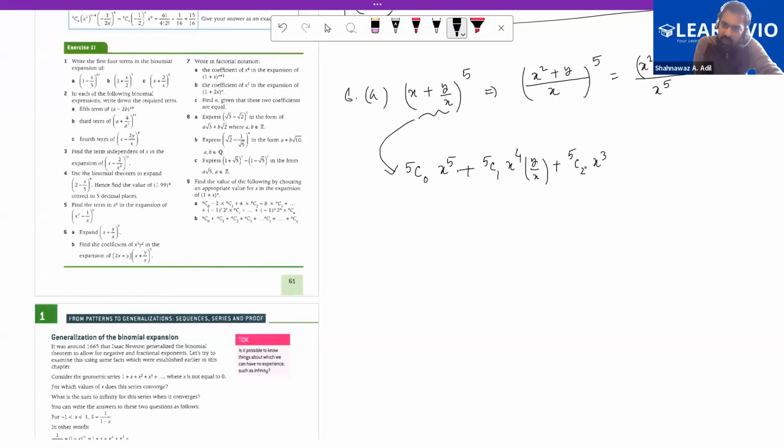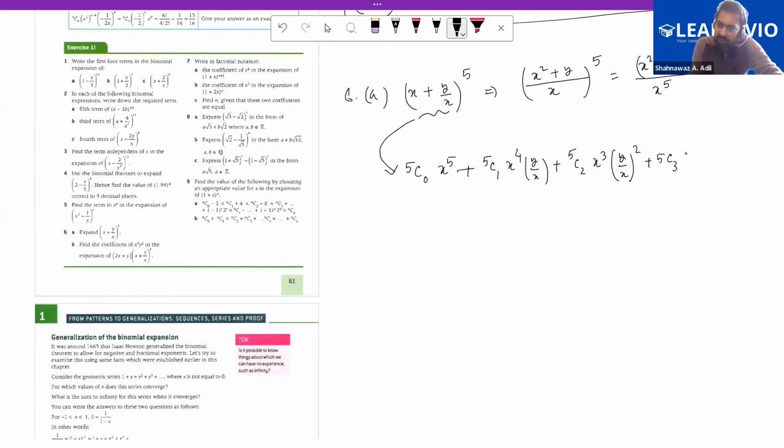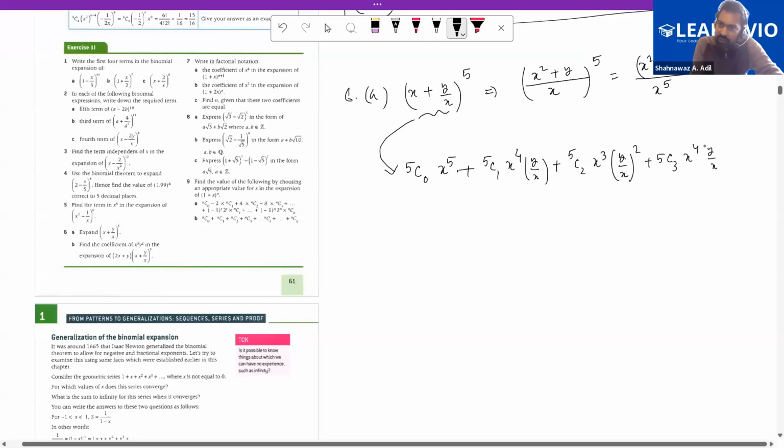Yeah, so this is x cube and then this is y by x square. And then the next term, we have to write it in steps. So 5c3 and then x to the power 4, y by x, and then this is how much? 3, and then 5c4, x to the power 5. Wait, then it's not x4, it's x2, I think. So this should be decreasing, right?